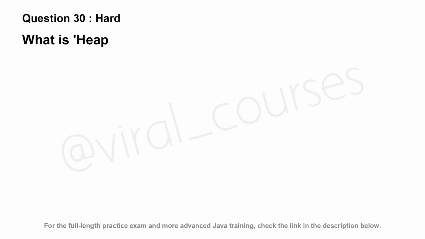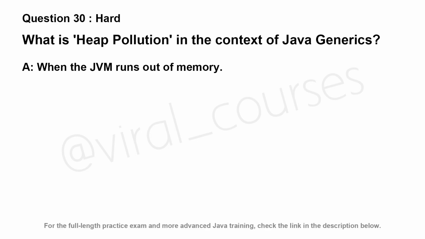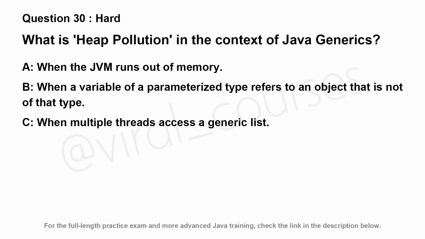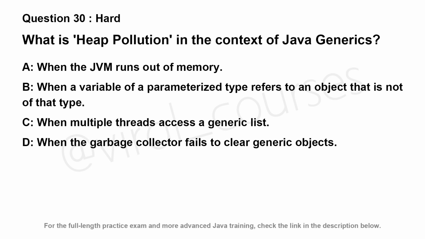What is heap pollution in the context of Java generics? Option A. When the JVM runs out of memory. Option B. When a variable of a parameterized type refers to an object that is not of that type. Option C. When multiple threads access a generic list. Option D. When the garbage collector fails to clear generic objects.